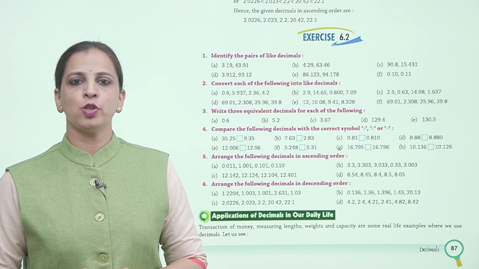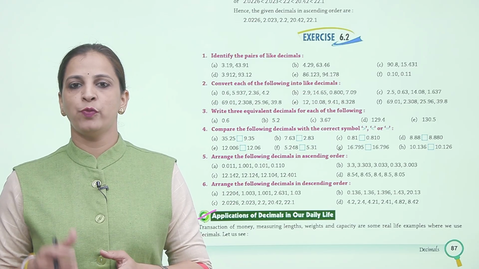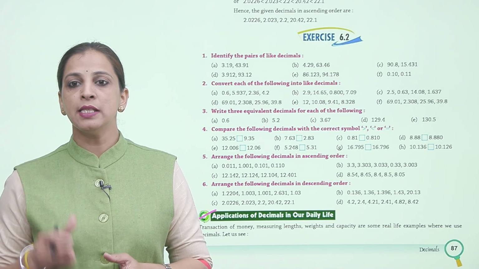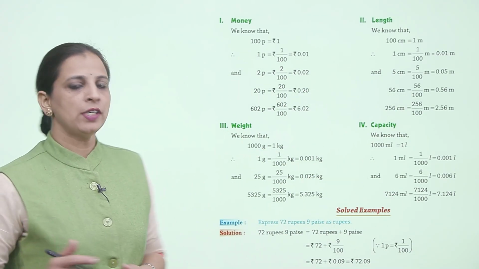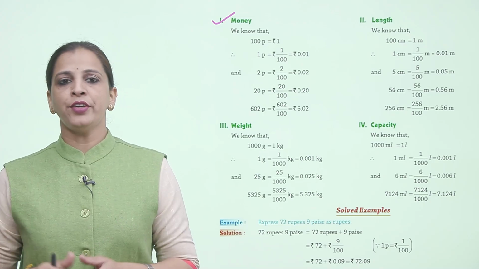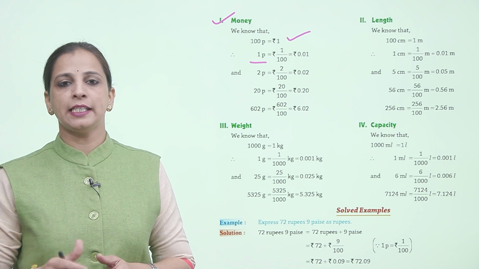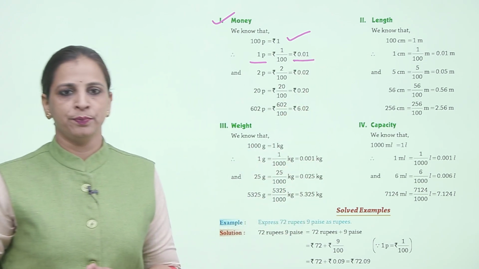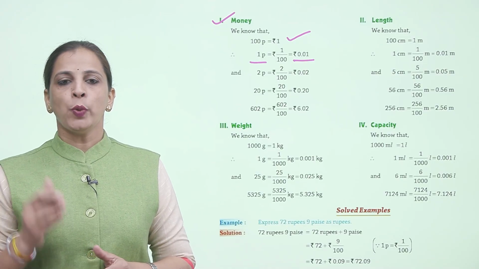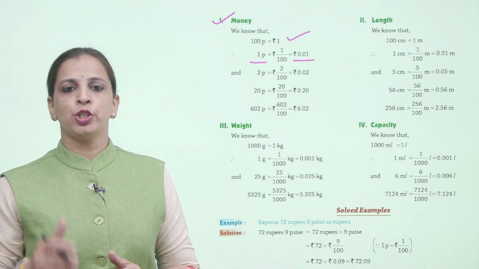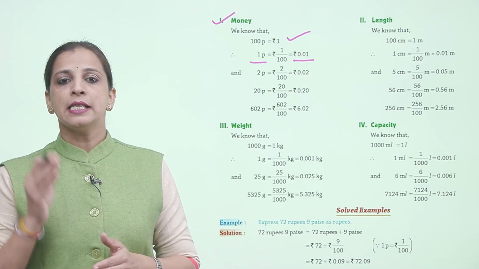Now next is applications of decimals in our daily life. Transactions of money, measuring lengths, weights and capacity are some real life examples where we use decimals. Let us see. First is money. We know that 100 paise becomes 1 rupee and 1 paise becomes 1 upon 100 rupees, that is equal to rupees 0.01, and 2 paise is equal to 2 by 100, that is rupees 0.02. 20 paise is 20 by 100, that is rupees 0.20. 602 paise is equal to 602 upon 100, is equal to rupees 6.02.